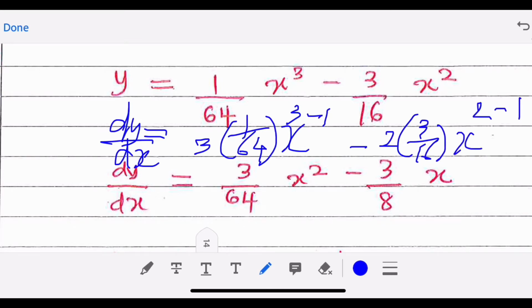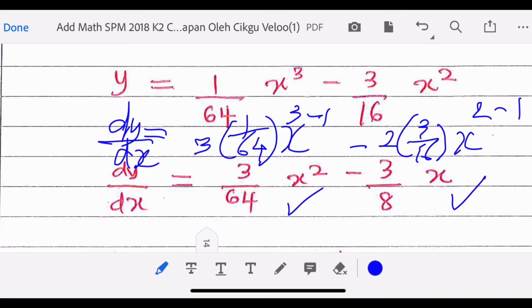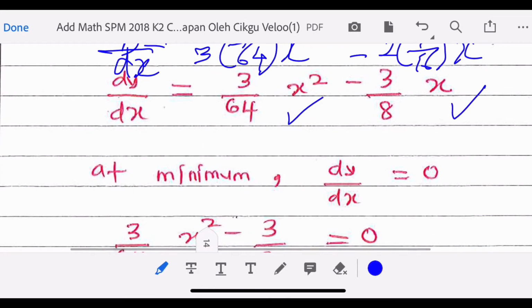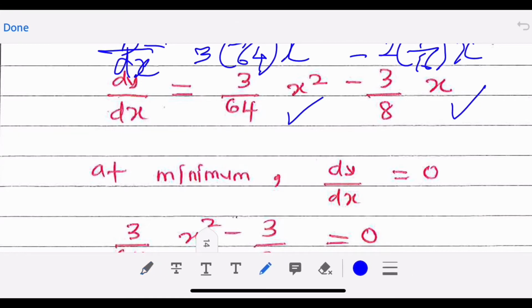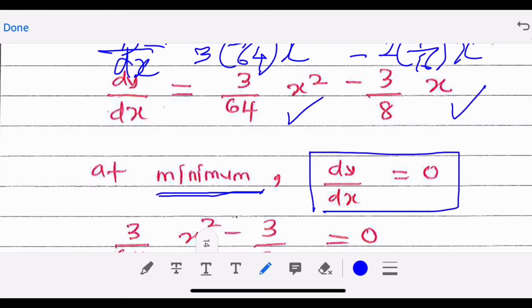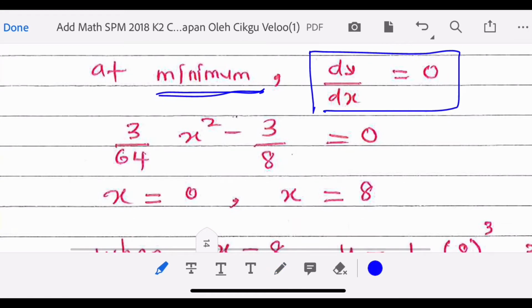let me show you again because it's a bit not clear, right? So, again, dy/dx equals 3, 1/64 is the a, x to the n minus 1. 3 minus 1, 2 is the power, is the n. A is 3/16, then x, then 2 minus 1. So now you simplify to the simplest form. So your 3/64 x squared minus 3/8 x.